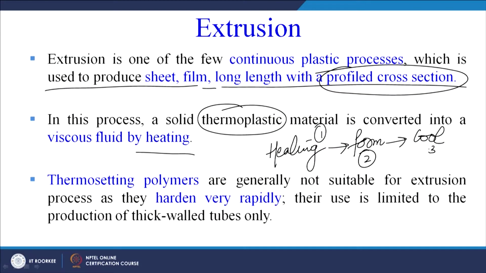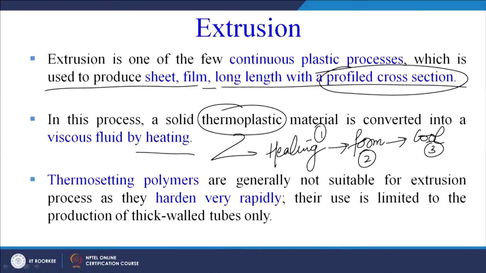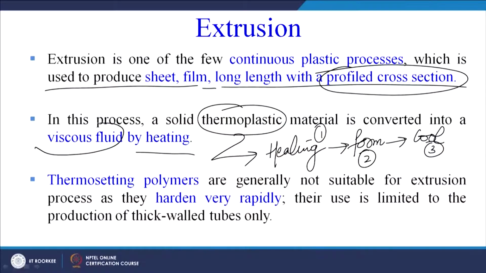First step is heating, second step is forming, third step is cooling. So these are the standard methodology for giving shape to any plastic material, and this extrusion process is used for thermoplastic material. In this process a solid thermoplastic material is converted into viscous fluid by heating. So the first stage we have achieved. Now the second stage is forming.